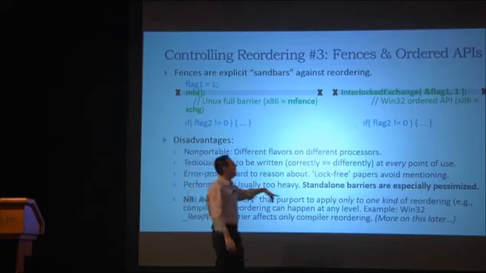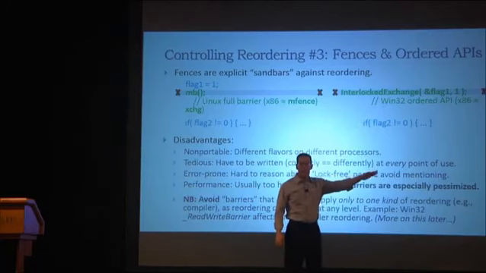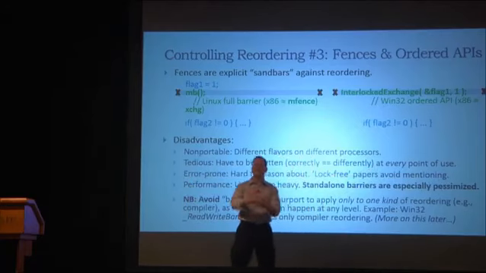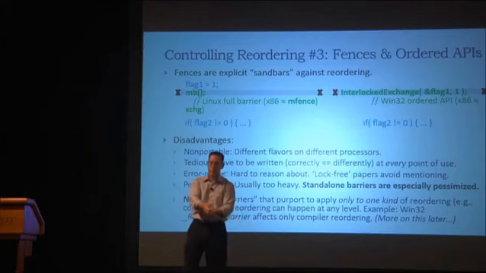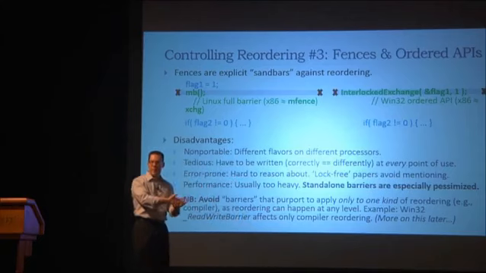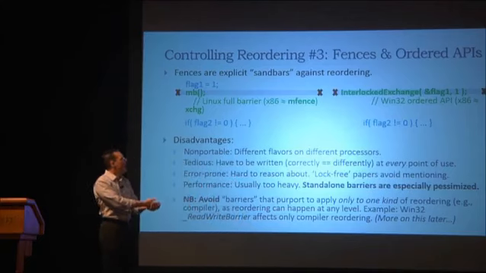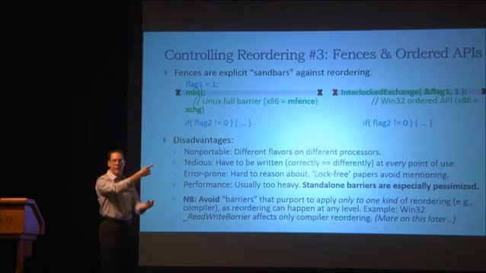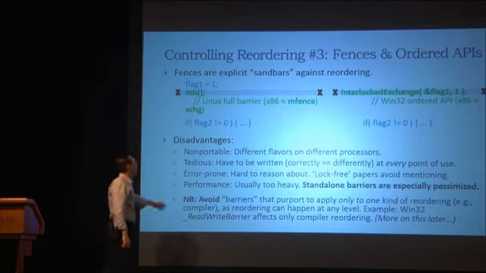On the Windows side, I can just say interlocked exchange flag 1, 1. So I'm using a special instruction to actually set the flag. So this is not so much a fence as a special ordered API. And because it acts as a full fence, I can't move the read of flag 2 above it. So again, things stay in the right order.